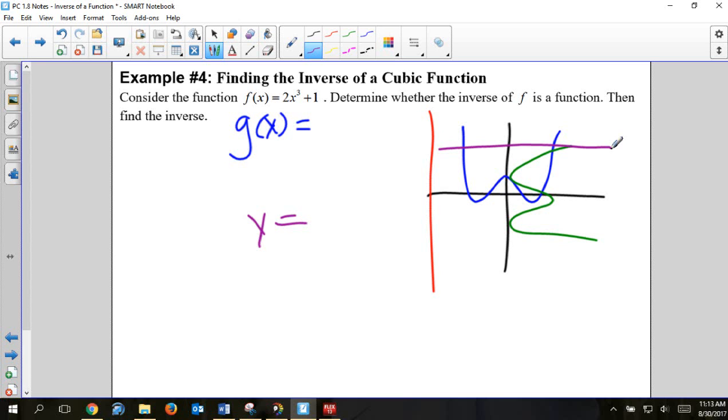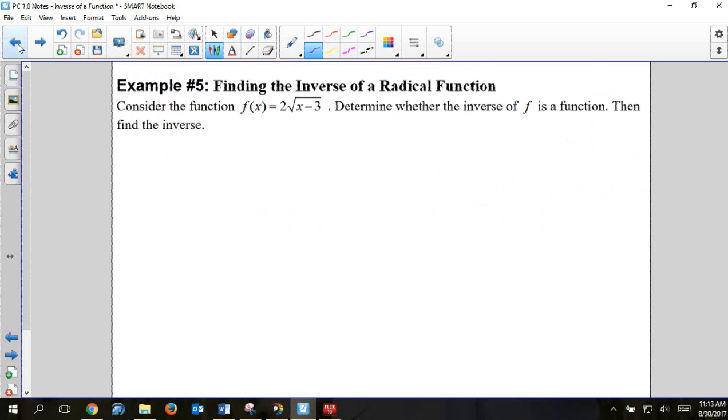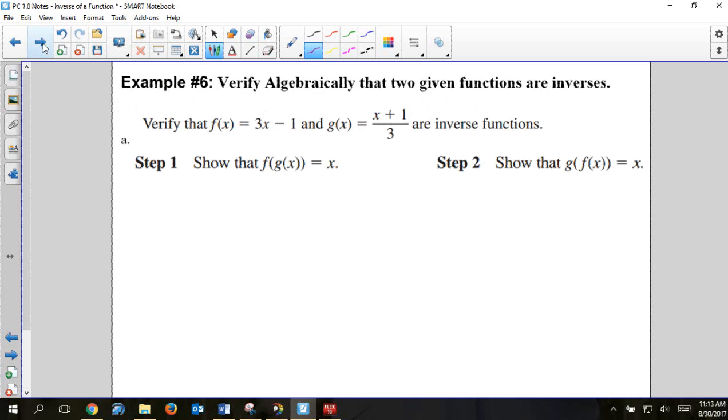Let's go to example 6. We'll do example 6 and example 7 for the rest of the notes. We don't need to do every single example. Example 6 says you're going to verify algebraically. You know what that means? Yeah.